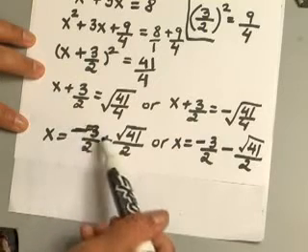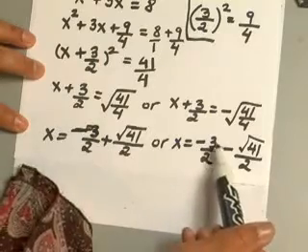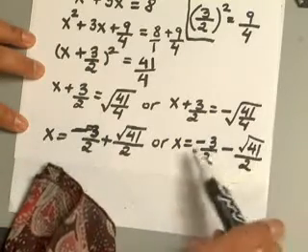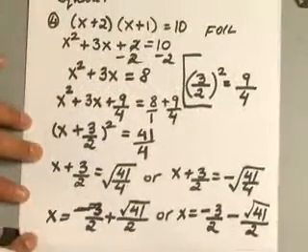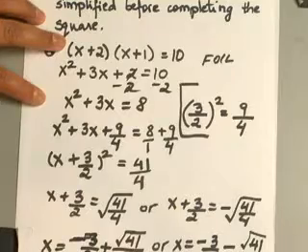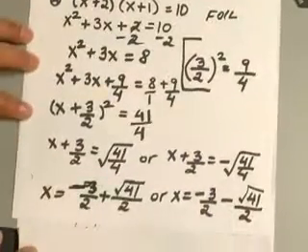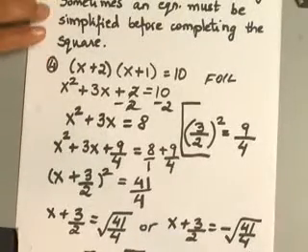Now again, if you choose, you can try and write this over a common denominator. So your solution would be negative 3 plus square root of 41, the whole thing over 2, or negative 3 minus square root of 41 and the whole thing again over 2, and these will be your solutions to the original equation of x plus 2 times x plus 1 equals 10.